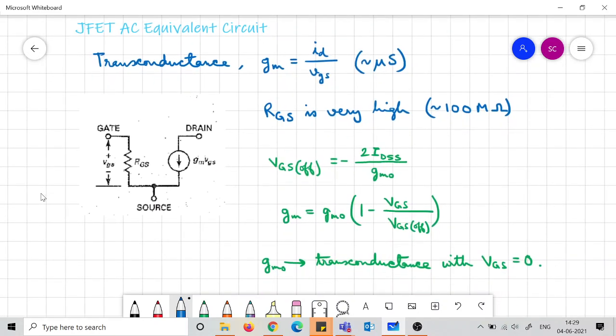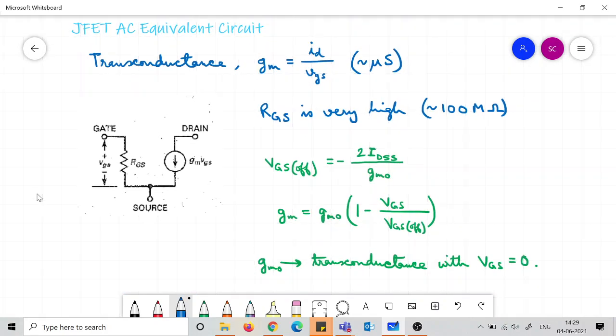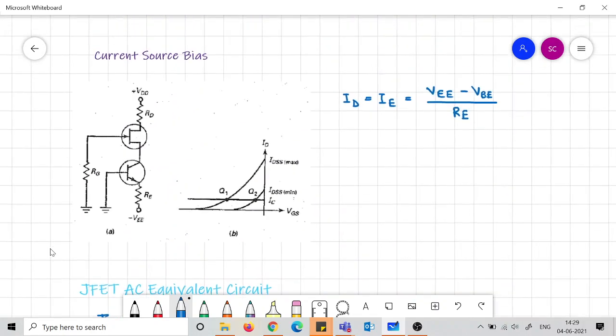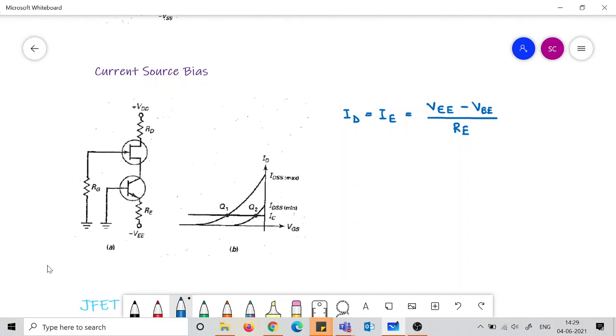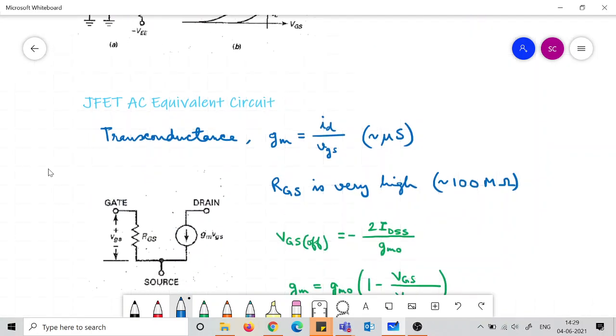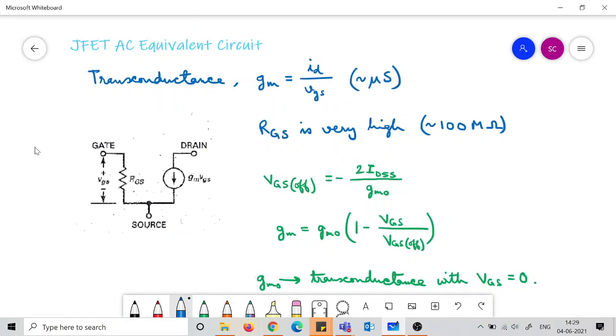Now if you have to analyze the amplifiers, we have analyzed the DC biasing, a lot of different DC biasing, but now we also have to analyze the amplification that we can obtain for a small AC signal using a JFET. For the amplification we are using an AC circuit, and we have to consider some AC equivalent circuit of the JFET. So what is the AC equivalent circuit of a JFET?